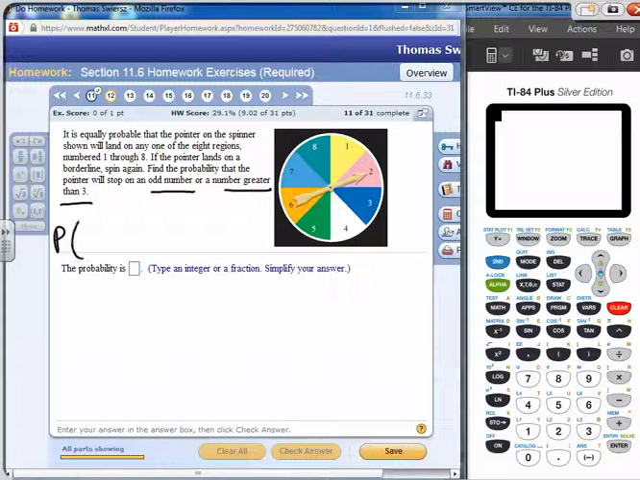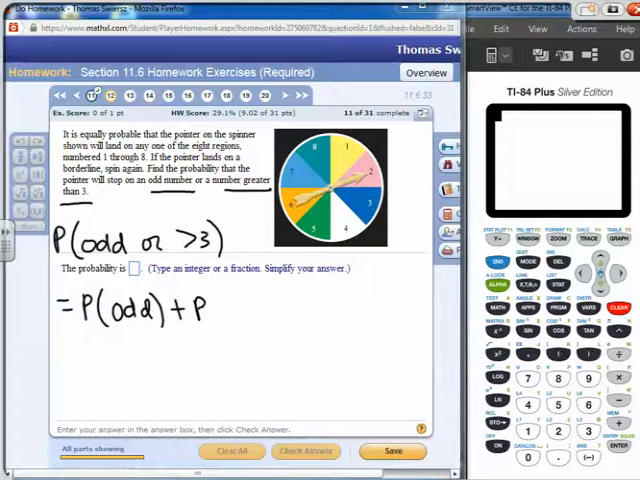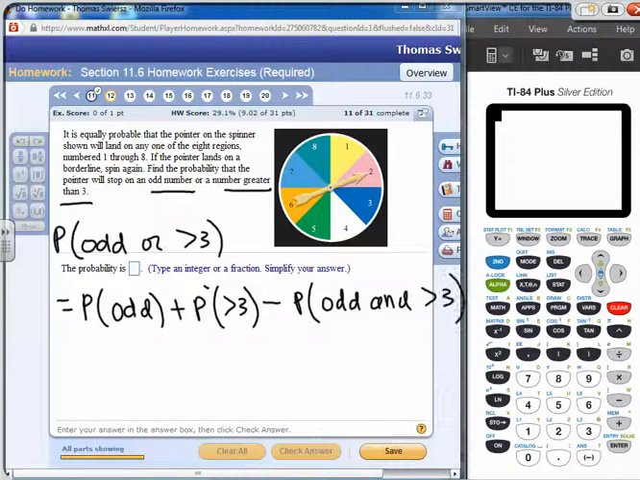So probability of odd or greater than 3. So you add the probability of an odd plus the probability of greater than 3, but there's going to be overlap, so you subtract the ones that are in both. So that's the ones that are odd and greater than 3.